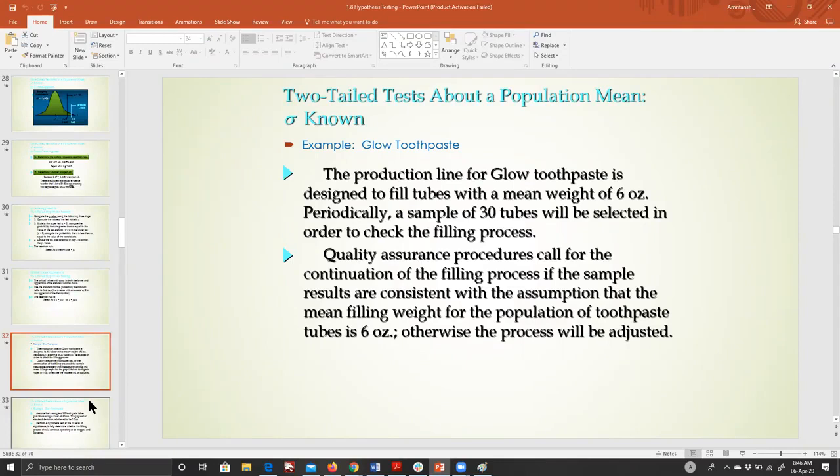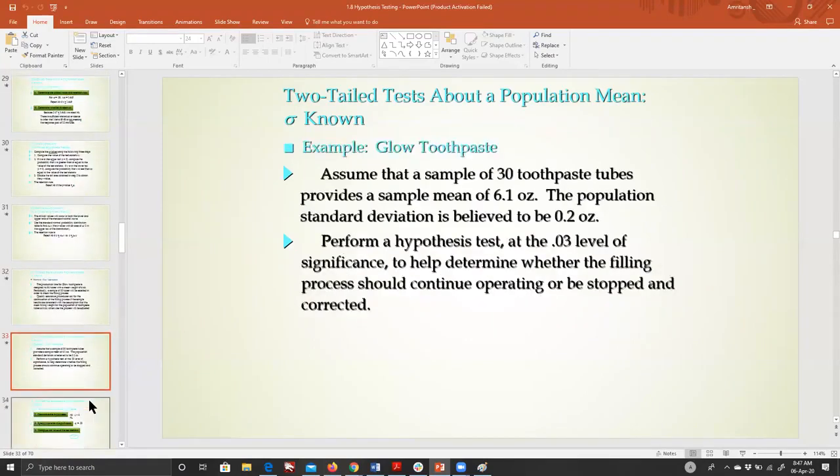Now this is a two-tailed problem because you cannot have less toothpaste, and you also cannot have more toothpaste than a certain amount. So the problem: a production line for Glow toothpaste is designed to fill tubes with mean weight of 6 ounces. Periodically, a sample of 30 tubes will be selected in order to check the filling process. Quality assurance procedure calls for the continuation of the filling process if the sample results are consistent with the assumption that the mean filling weight for the population of toothpaste is 6 ounces. Otherwise, the process has to be adjusted. Okay, so this is the problem, and try to solve this.